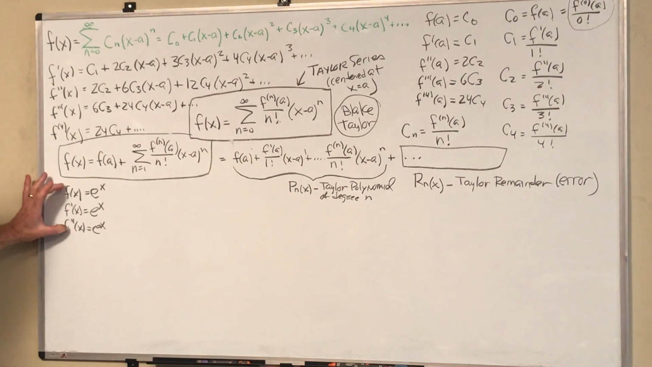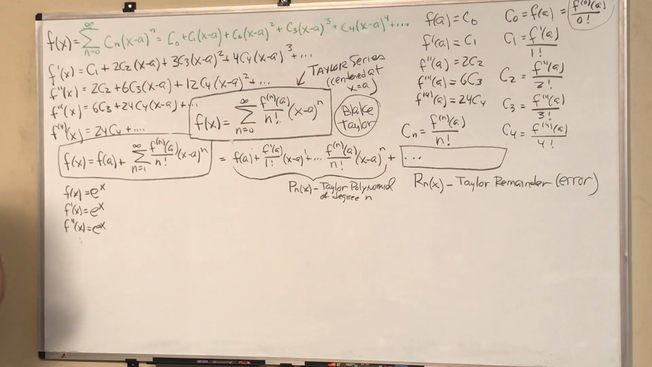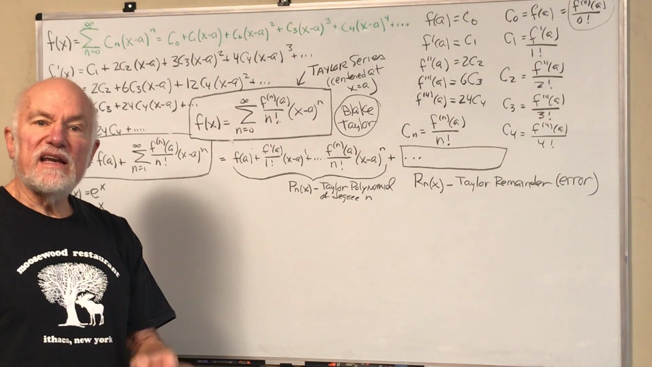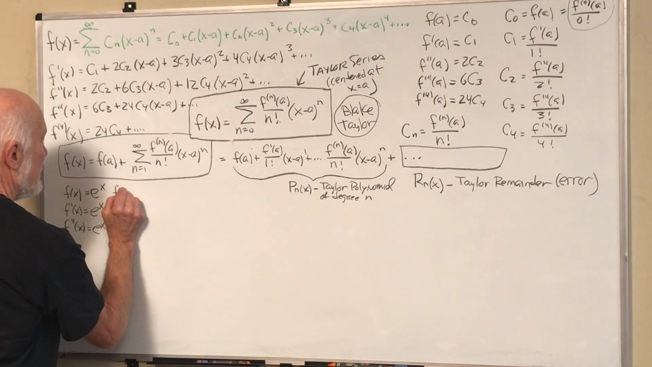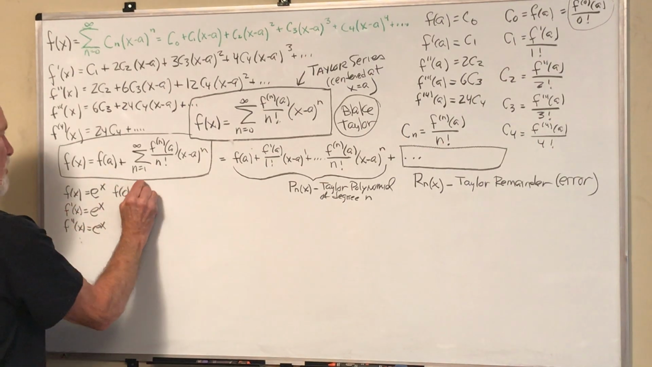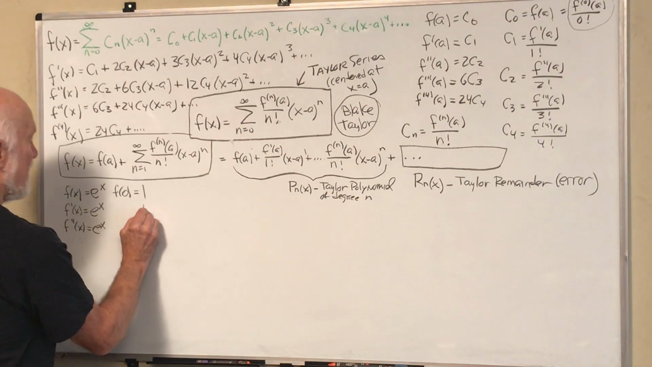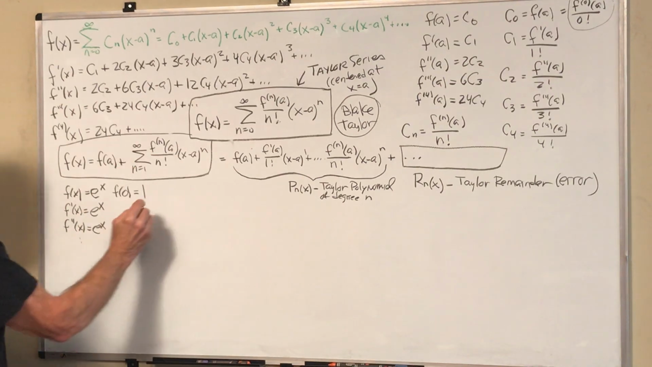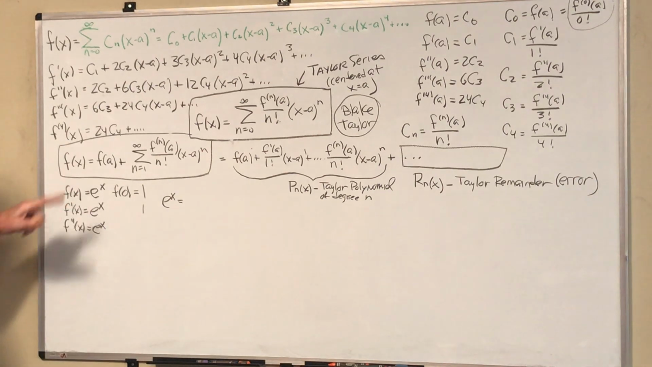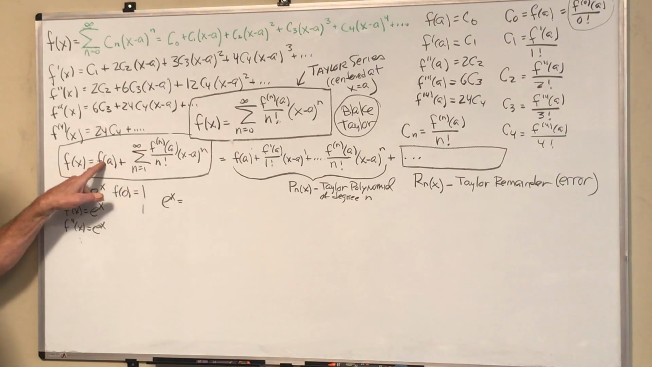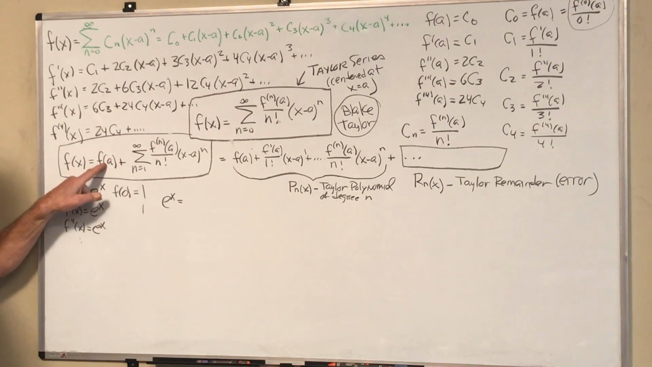Now, once you get all these derivatives, the next thing is to plug in a. So let's center this one at 0. So we say f of 0 is e to the 0, or 1. F prime of 0 is also going to be 1. In fact, for this particular function, e to the x, everything is going to be 1. F of a is going to be 1. All of these derivatives are 1.